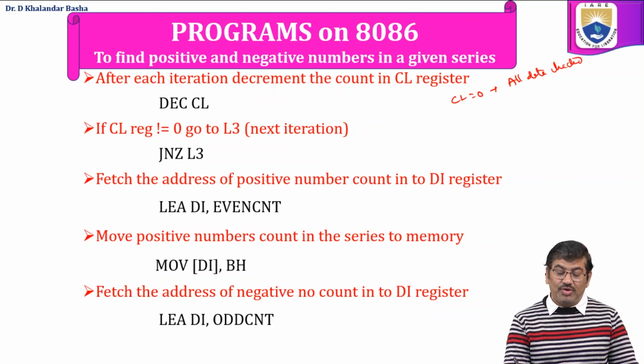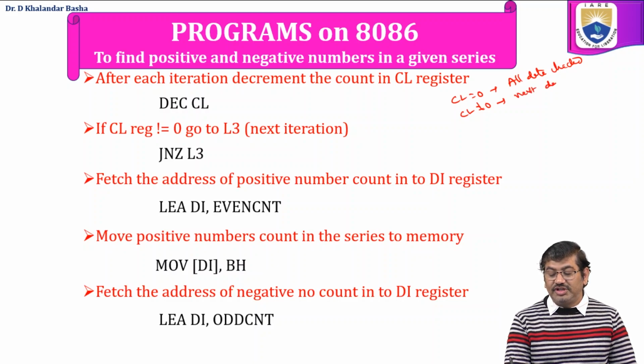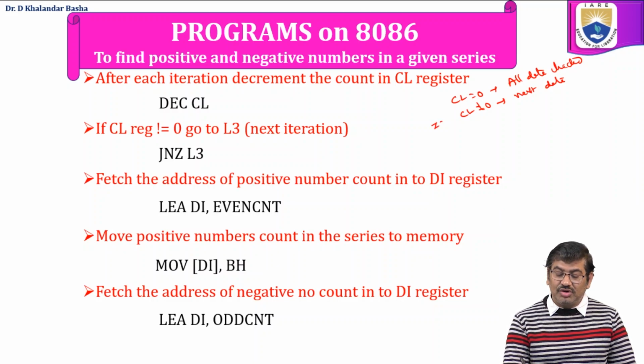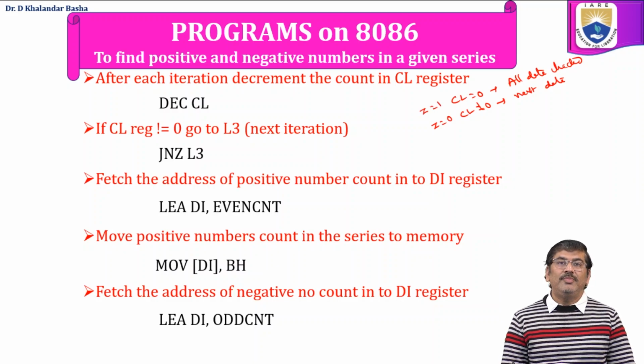So you can terminate the program. If CL is non-zero, it indicates there is still more data we want to check. So we go for iterating if count is non-zero. When count is non-zero, the zero flag is 0. If CL is equal to 0, count is going to be 1.